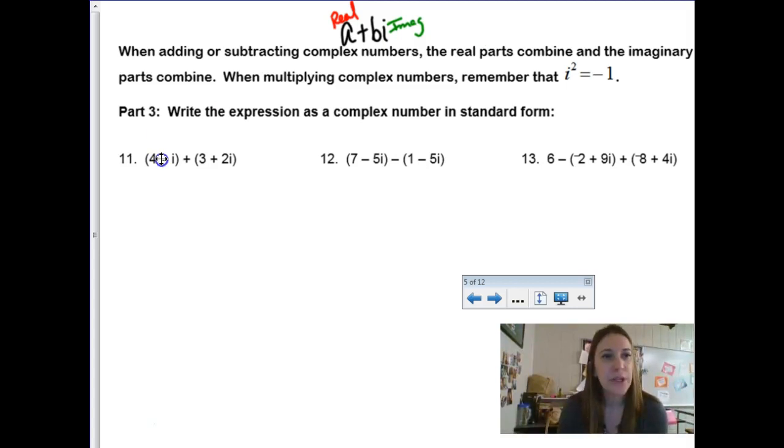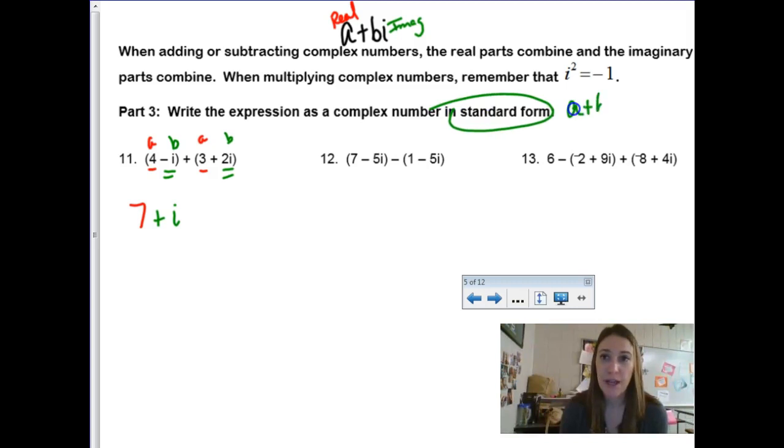Okay. So here for number 11, we're going to be adding these two complex numbers together. The idea is you just add the real parts together, and then you're going to add the imaginary parts together. So 4 plus 3 is 7, right? Negative 1i plus 2i is positive 1i, which you can just write as plus i, and that is your final answer. All of your answers in this section are going to be written in what we call standard form, which is just a plus bi. So you have to keep working and simplifying until you get to that step.